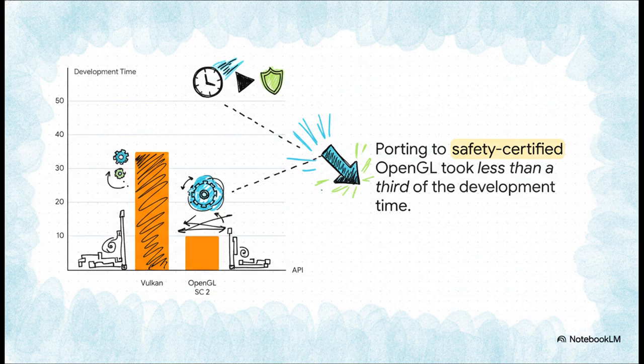Now check this out. When the team ported the application from Vulkan over to a safety-certified version of OpenGL, look at that difference in development time. The OpenGL version took about 10 days. The original Vulkan prototype, around 35 days. We're talking more than 3 times faster to develop in OpenGL.